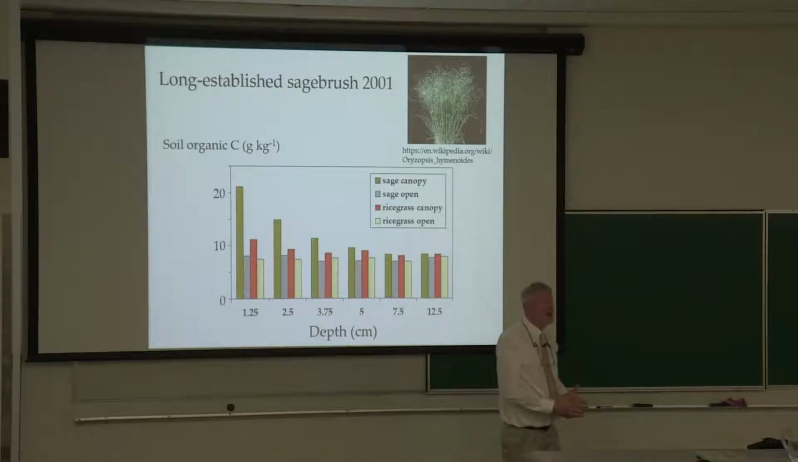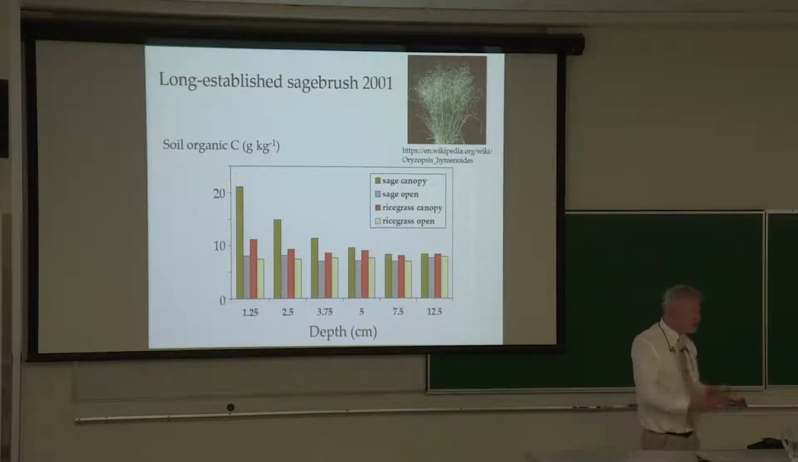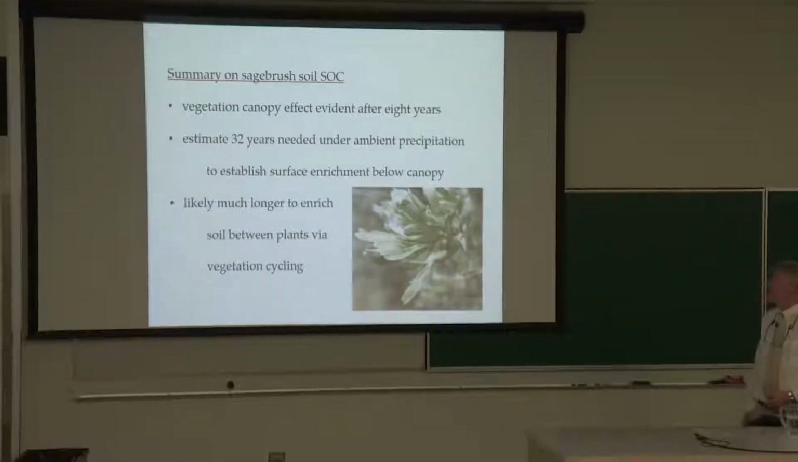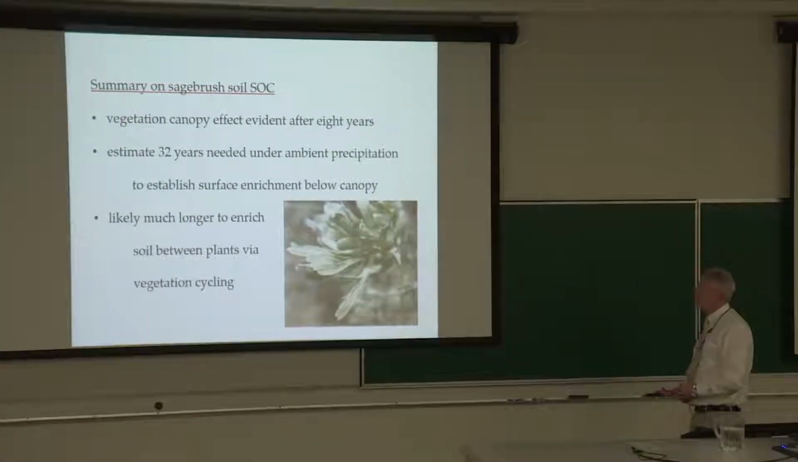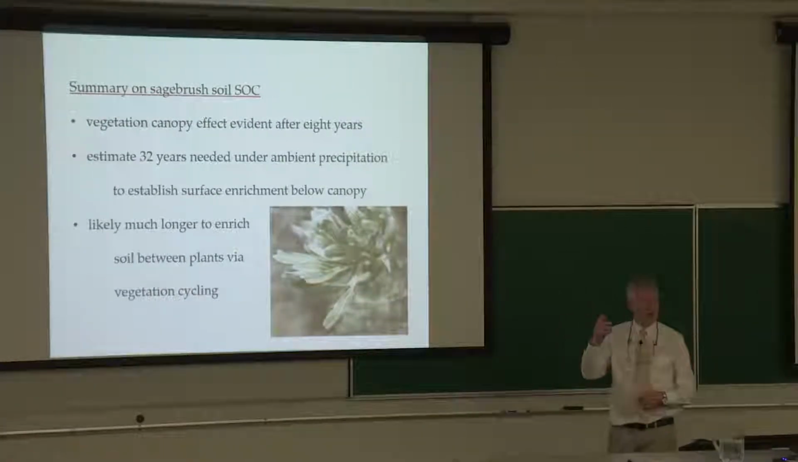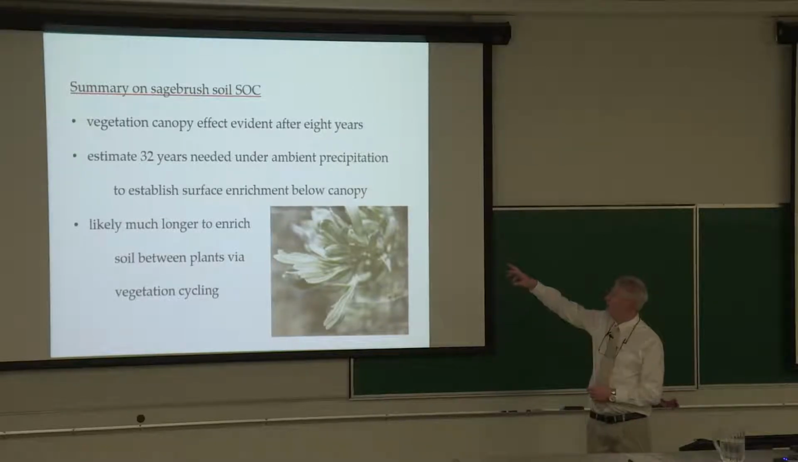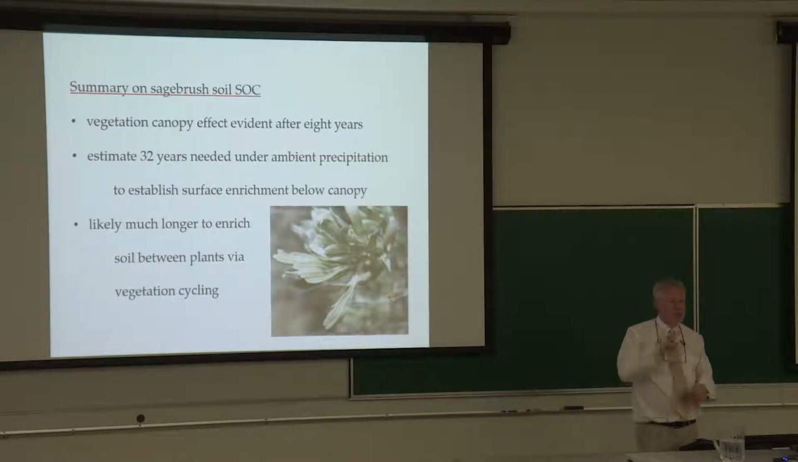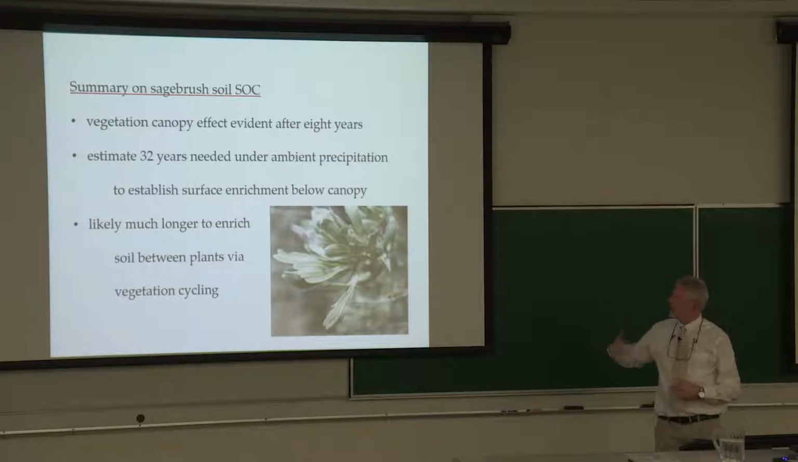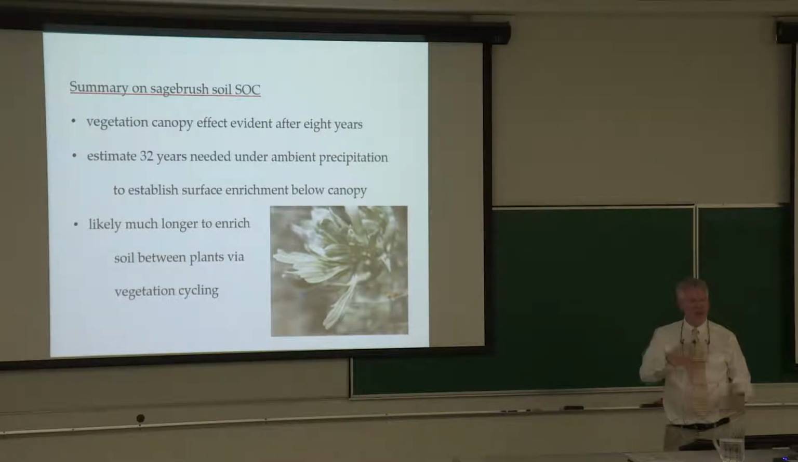How long would it take to regenerate the mature community? Calculated that as 32 years. Vegetation canopy effect evident after 8 years. Estimate 32 years under ambient precipitation, because those data were averages across all the treatments. But for under ambient, 32 years. I thought that was pretty quick. That's pretty good to build up your organic enrichment underneath the canopy. But it would likely be much longer to enrich the soil between the plants, because you have to have vegetation cycling where plants would appear and disappear over many decades.